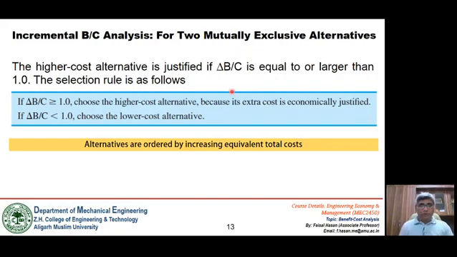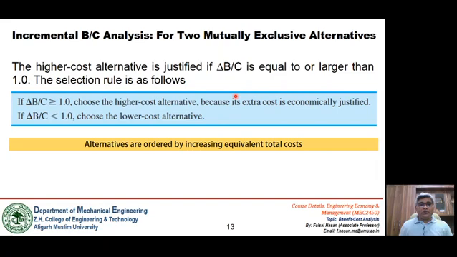Hello everyone, just continuing where we left off in our previous video lecture. Earlier we saw simple benefit to cost analysis, where we have only one alternative, and on the basis of benefit to cost analysis we make calculations to decide whether to accept that particular project or not.